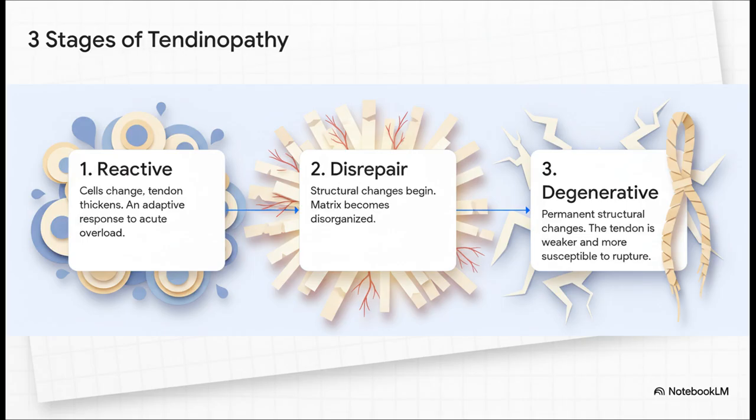It's a warning shot. If that overload continues, it can progress to tendon disrepair. Now we're talking about the structure starting to break down. Things get disorganized. And finally, you can end up with degenerative tendinopathy. Here, the changes are pretty much permanent. The tendon tissue is weaker, less able to handle load, and much more likely to rupture.